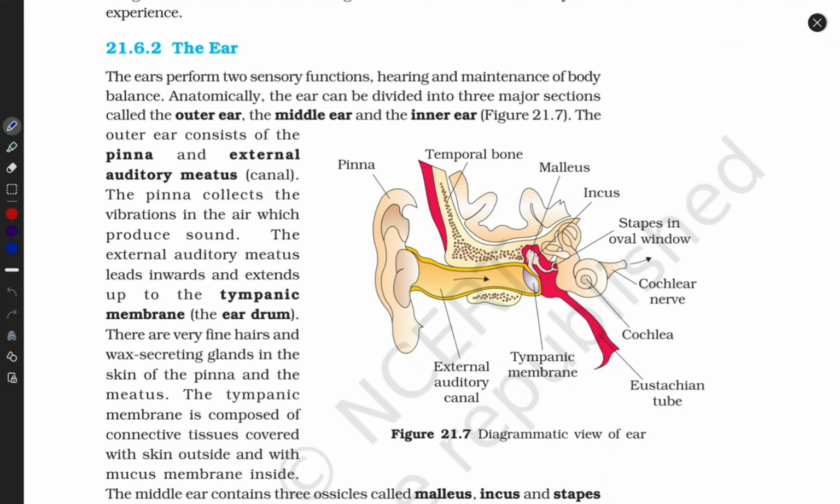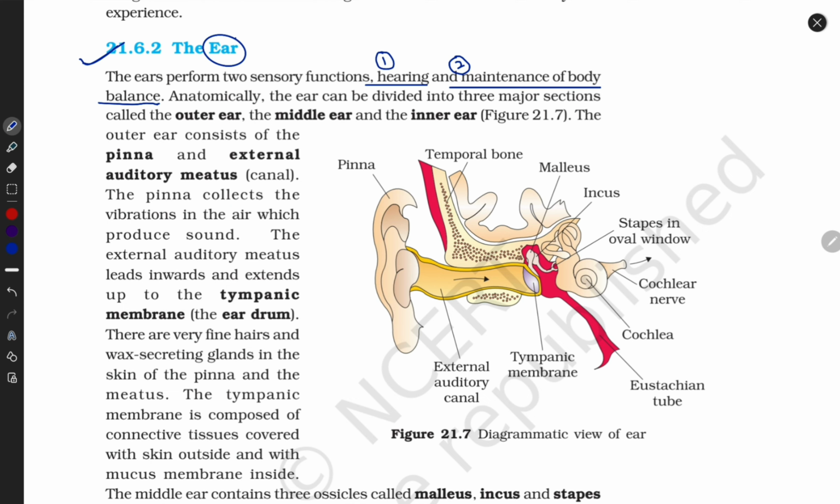Today's topic is the ear. Now, let's start with the ear. We all know, what is the function of the ear? Two functions: hearing and maintenance of body balance, isn't it? First is hearing and another one is body balance.